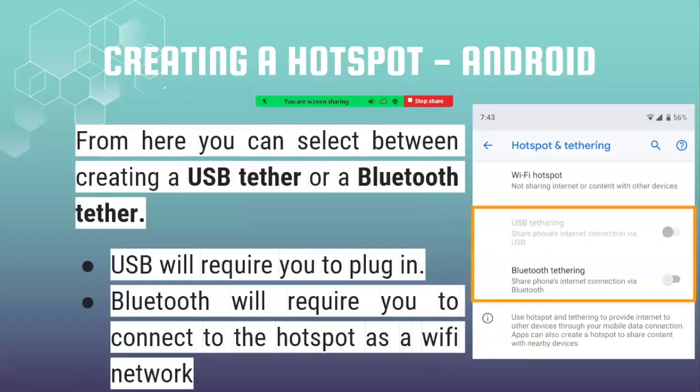From here, you can select between creating USB tether or a Bluetooth tether. Note, USB will require you to plug in. Bluetooth will require you to connect to the hotspot as a Wi-Fi network. So here we have the two options, the USB tethering, that's if you have the USB cord, or if you're connecting by Bluetooth, then you would choose this option, and I think it would turn your Bluetooth on, or you might be required to turn your Bluetooth on.